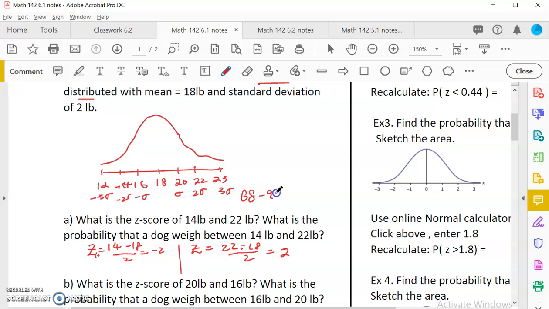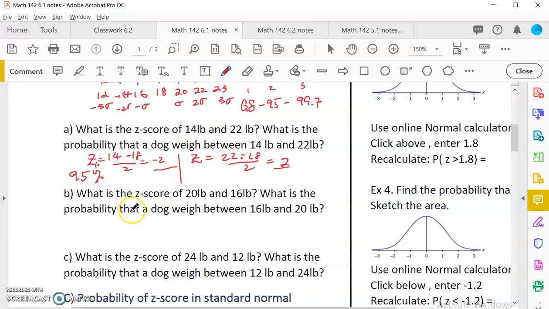68, 95, 99.7. So 1, 2, 3. So it's 95%. We would say they have 2 and negative 2. So between these two values is 95%. That means I know this area is 95%. Okay. And then we have B.